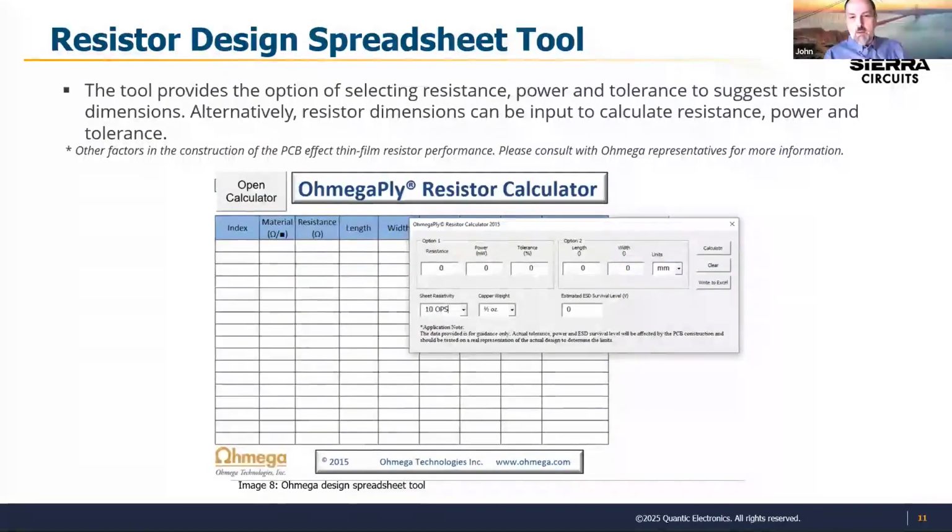Typically, we're dealing in milliwatts. I have done cases where we've gone with relatively good size resistors and done it in the watts, but most of the applications people use our material for is in the milliwatts.